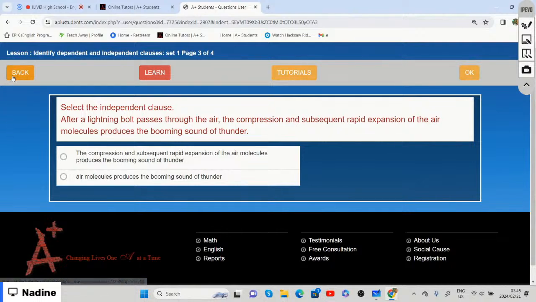And now we need to select the independent clause. And remember, we said an independent clause can stand on its own. It expresses a complete thought, with both a subject as well as a predicate, right? After a lightning bolt passes through the air, the compression and subsequent rapid expansion of the air molecules produces the booming sound of thunder. So it's either that whole sentence or only the air molecules produces the booming sound of thunder.